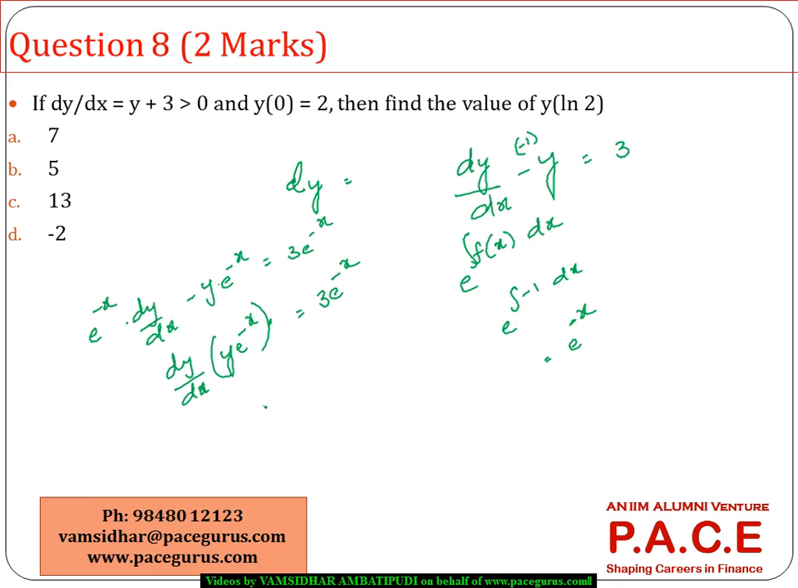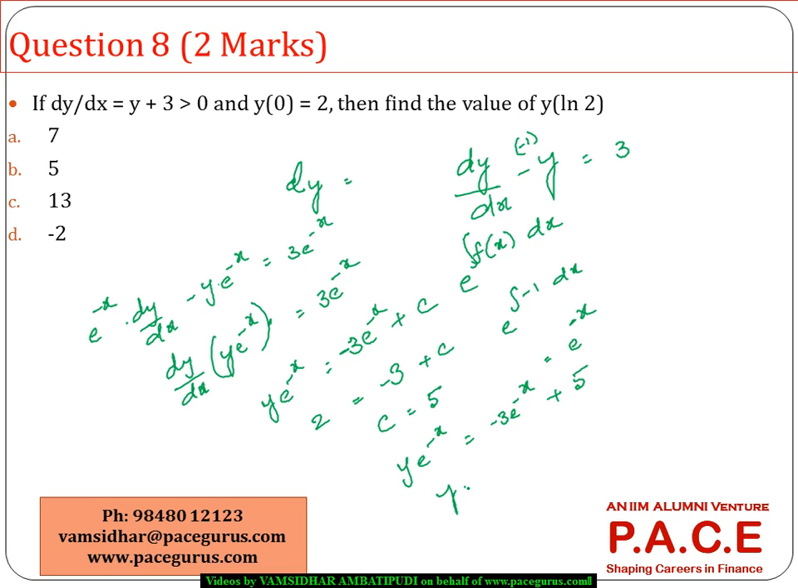So I can do an integration. So y into e power minus x is equal to 3 into integral of e power minus x dx, which will become 3 into e power minus x, minus, plus c. And it is saying y of 0 equal to 2. So on the right and left hand side, 2 equal to minus 3 plus c, working out to c equal to 5. So the equation is becoming y into e power minus x is equal to minus 3 e power minus x plus 5. And it is asking y of log 2. So substitute x equal to log 2.